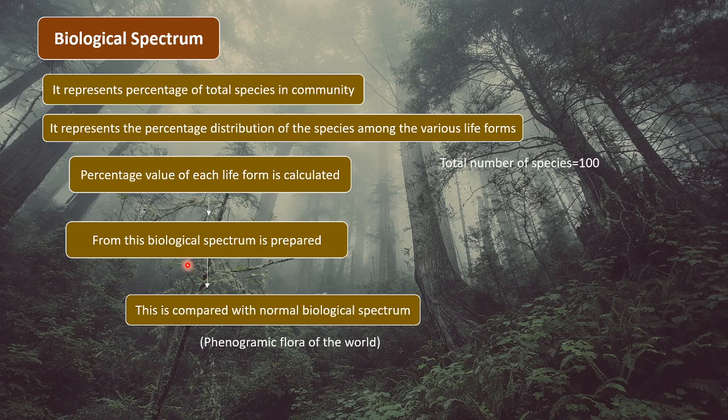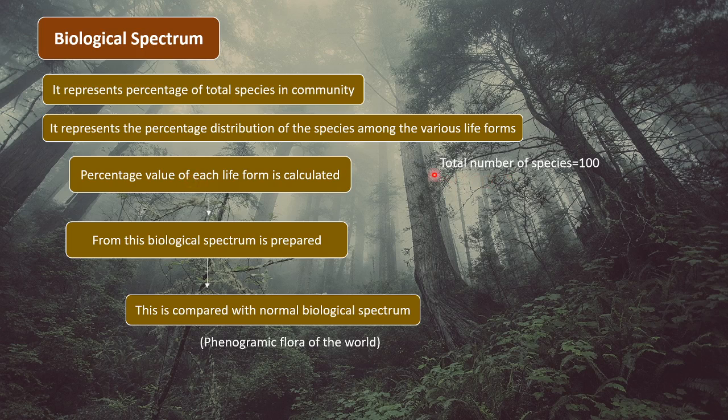So the first thing, let us understand this point. The percentage value of each life form is calculated. So what does that mean? That we are going to calculate the percentage value of each life form, that is, the percentage value of phanerophytes, the percentage value of chamaephytes, and all the 5 life forms. So let us understand this with an example.